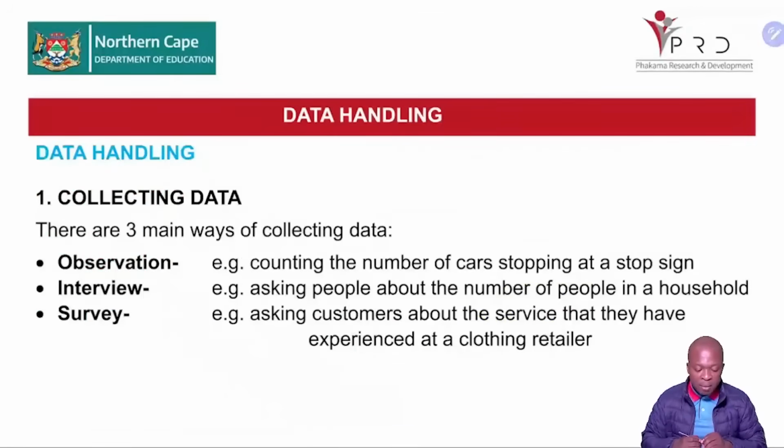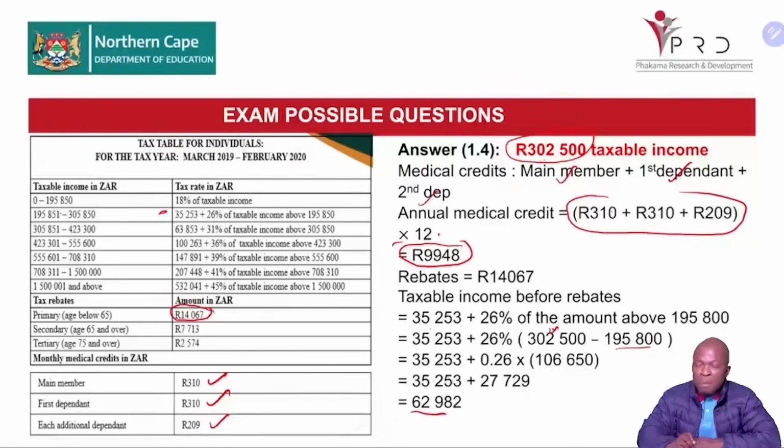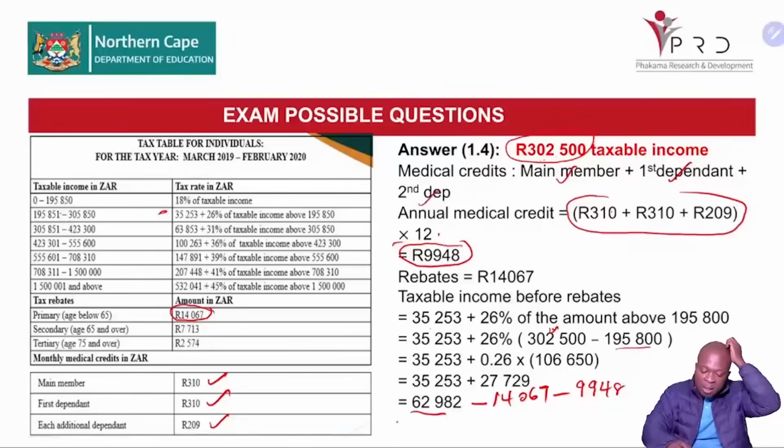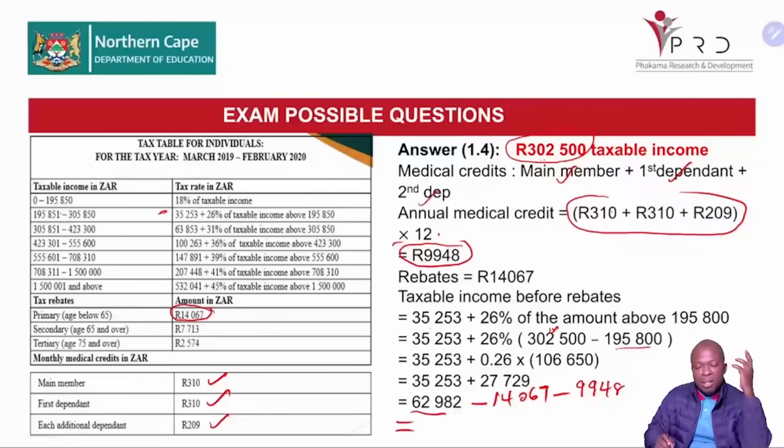But now comes in, let's go back. Now comes in the subtractions. So here you must subtract the rebate of 14,067. Then you must also subtract medical aid credit of 9,948. You must subtract all of them so that you know how much tax Tatu has to pay after getting all the refund. Whenever you hear rebate, rebate is a refund given to a taxpayer according to their age.